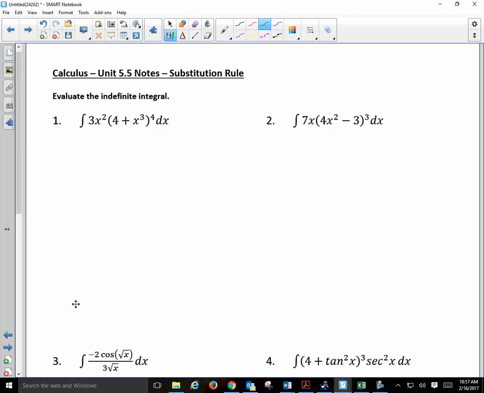We've been talking about taking antiderivatives. As you look at this type of problem, do you know what the antiderivative is? Very good. So what I need to do is multiply this out 4 times and then distribute the 3x squared. Does that sound fun? Wouldn't it be nice if there was an easier way of doing it?